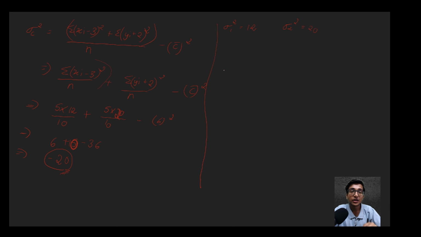Now I hope you remember we had also studied a formula for combined standard deviation. So the same formula can be applied for combined variance as well. Only thing is we need to remove the square root which was applied there. So for combined variance, the formula would become n1 sigma 1 square plus n2 sigma 2 square plus n1 n2 upon n1 plus n2 x1 bar minus x2 bar whole square, divided by n1 plus n2.